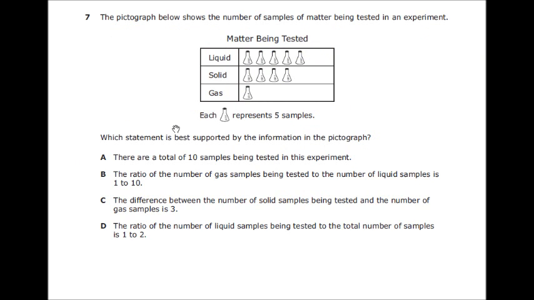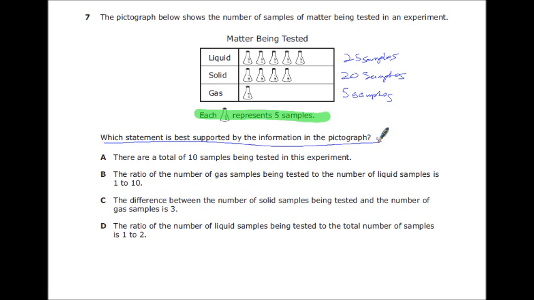The picture graph below shows the number of samples of matter being tested in an experiment. What's really important here is that each one of these beakers represent 5 samples. So this gas right here is 5 samples. Each one of these is 5, so that's 20 samples. And here we have 25 samples. So which statement is best supported by the information in the picture graph? So there are a total of 10 samples being tested in this experiment. No, there's actually 25 and 20 and 5 gets me 50 samples.